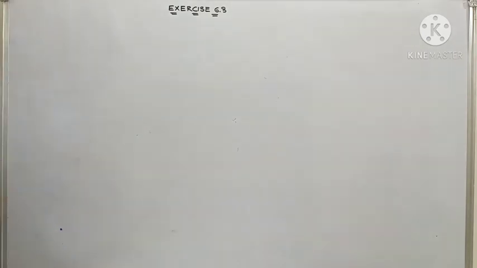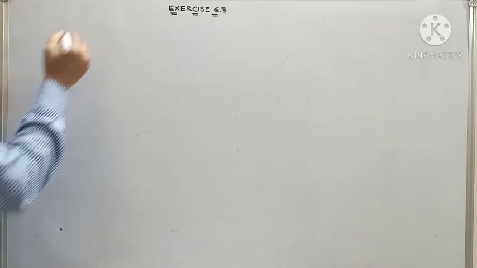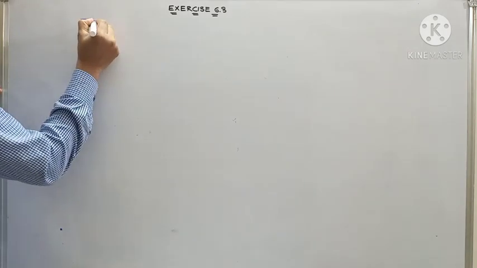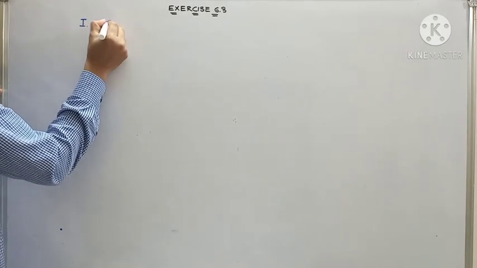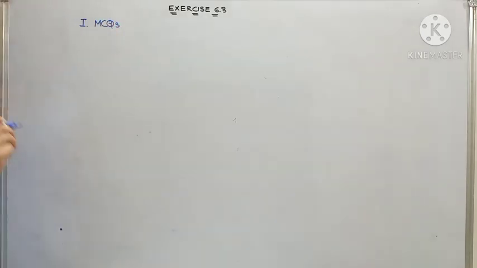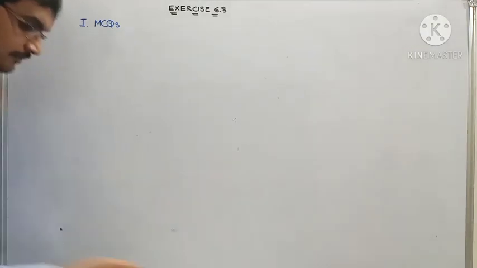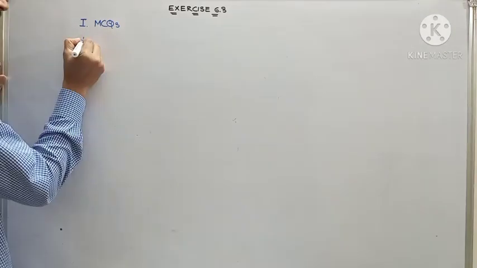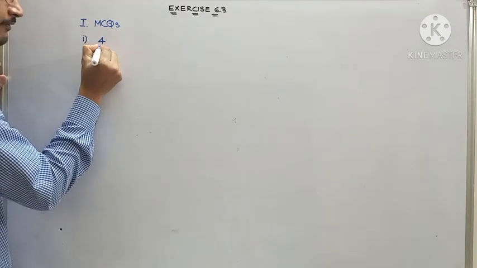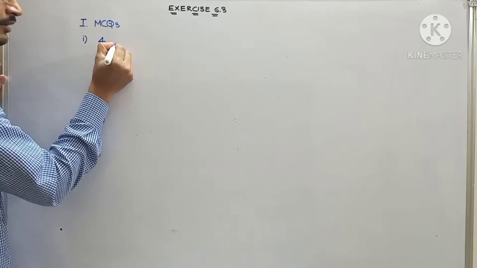So the first question, the MCQs' first question. No need to copy into your CWs. Just mark the answer which I will tell you at the conclusion. No need of writing the complete thing. So the first MCQ is 4 by 7 of 7.